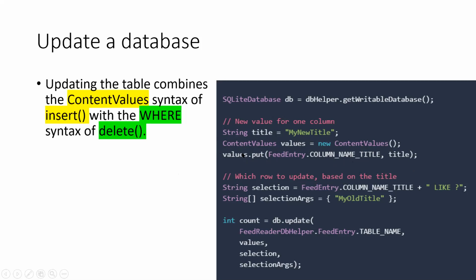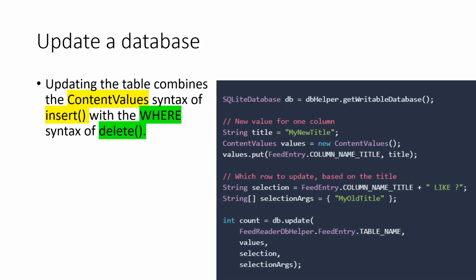Then this is not done, you just have prepared values. Then, which row to update? You need to mention which row to update. That means selection criteria. String selection is equal to FeedEntry, the inner class, dot COLUMN_NAME_TITLE, LIKE question mark. Then you specify my old title. That means your column should look like my old title. So update the title to my new title where the title was my old title. Where the title was my old title, it will be updated with my new title.